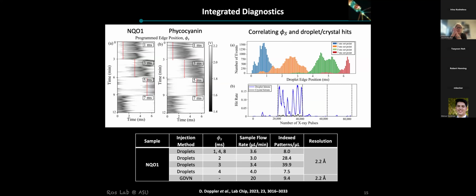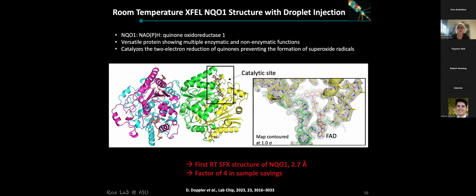We obtained structures of another enzyme, NQO1, with a 2.2 angstrom resolution that was, again, comparable with the resolution obtained from a continuous GDVN injection. And noteworthy to mention for this experiment is that it was the first SFX structure of that enzyme, and that we had a factor of 4 in sample savings overall from this experiment.